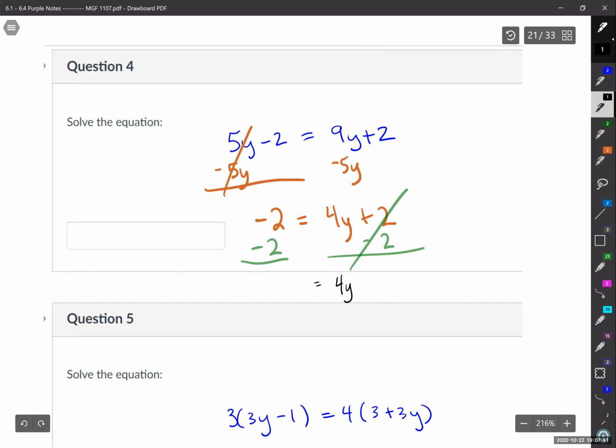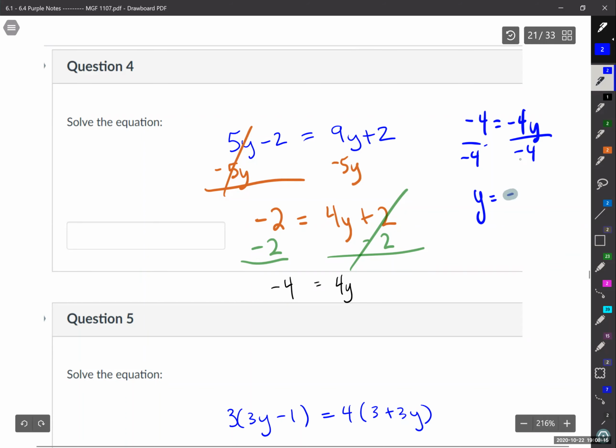4y equals negative 2 minus 2, which is negative 4. Common error there would be to make it 0, but if you type it into your calculator, you can be sure it's negative 4. Negative 4 is being multiplied by y, so we're going to divide both sides. And we get y is equal to, oh, and this was a positive 4. I copied it wrong. So negative 4 divided by 4 is a negative 1. So good job, Kimberly.